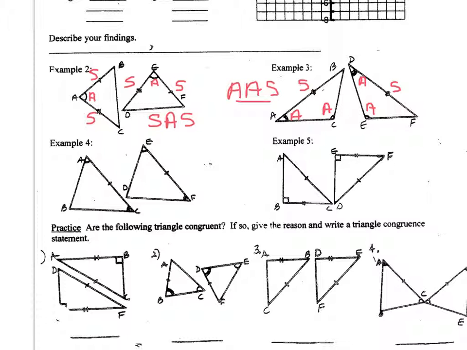Example number 4. What do you think that is? This is angle, side, angle. And notice how in this one, the side is holding on to both angles. So it's in between both angles, and that's why it's angle, side, angle.